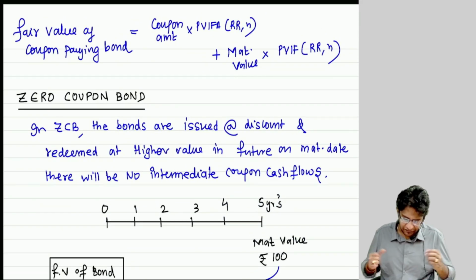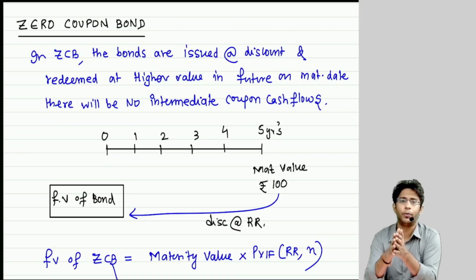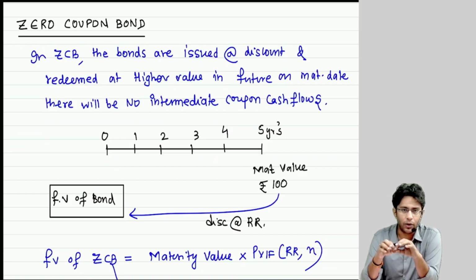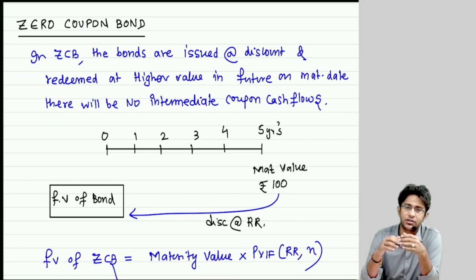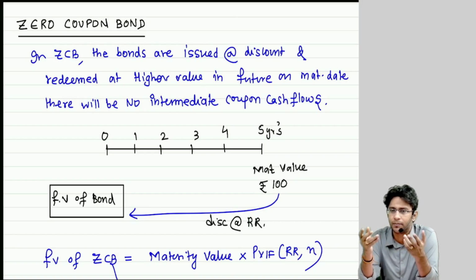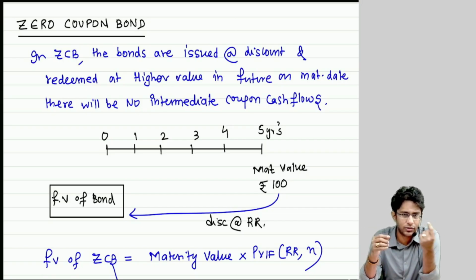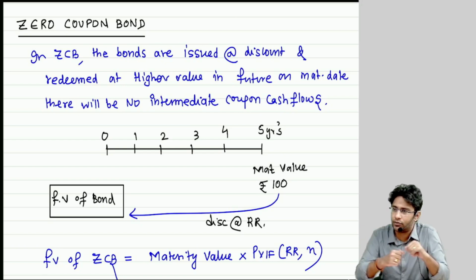Next. Okay, fair value of a coupon paying bond we have discussed. Next, zero coupon bond. Tell me, sir, what is the meaning of zero coupon bond? In a zero coupon bond, the bond does not pay any coupons. It will pay only the maturity value. So how will the investor earn his return then? The bonds are issued at a discount and redeemed at par. Now, how to work out the fair value of a zero coupon bond? All you have to do is take the maturity value, the single cash flow, and discount it to today. Just multiply with PVIF.